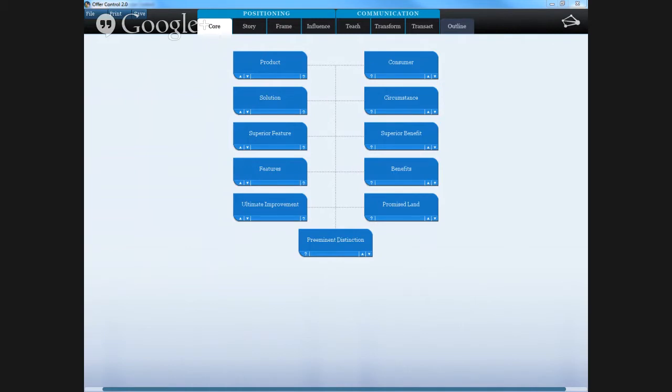Now, the one thing that is substantially similar is the core elements. What we've added are 2 additional elements to the core elements in the Offer and Conversion Control version, the later one, but the rest of them are the same. Also the Influence tab is the same under the positioning side, which is on the left. And the story as well. So the 3 tabs that have not changed, essentially, are the core element, story, and influence, which have remained largely the same.